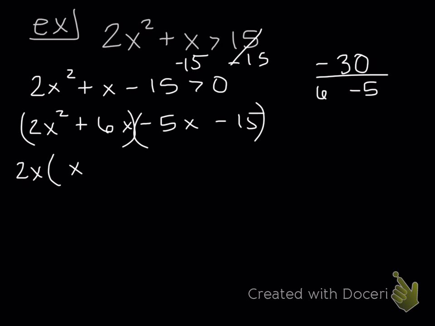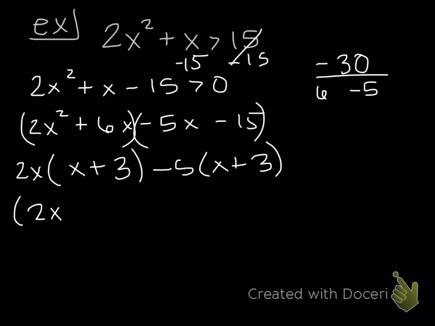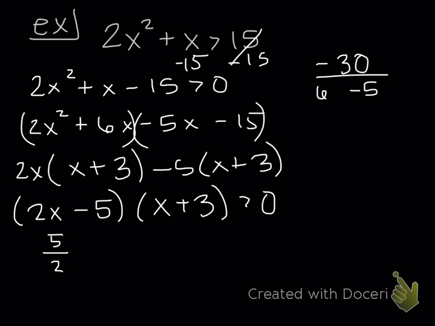I'm left with x plus 3. I take out a negative 5, and I'm left with an x plus 3. So we get 2x minus 5 and an x plus 3. And again, those of you who do the box, you should have gotten the same result. So the two answers that we get are 5/2 and negative 3. So these are our two values that need to go on the number line. So I'm going to switch the screen to do the number line part of this problem.